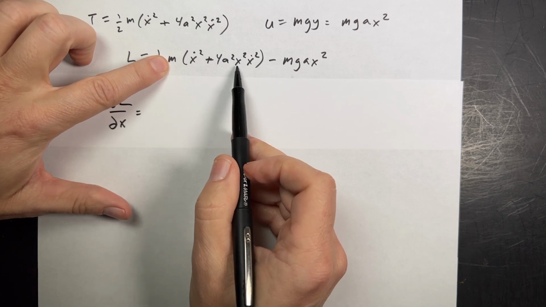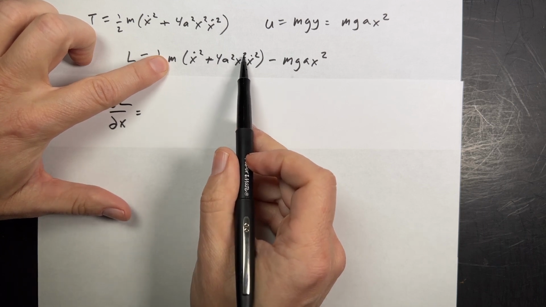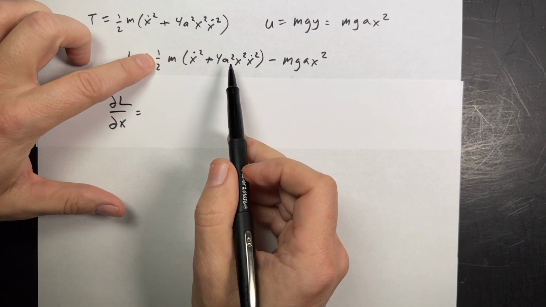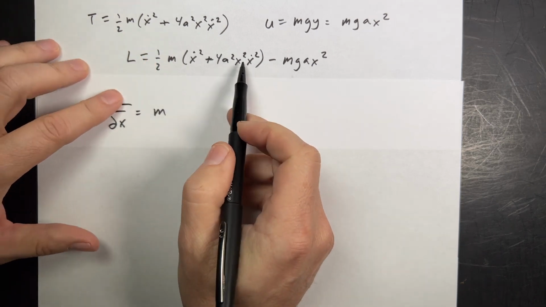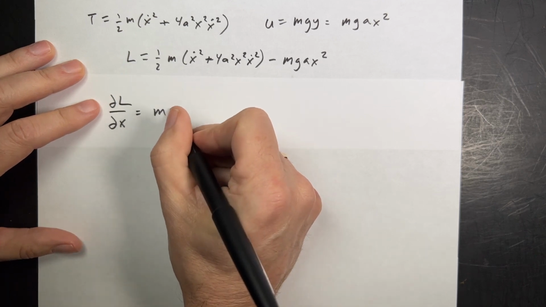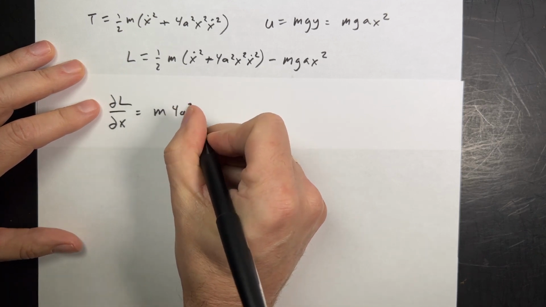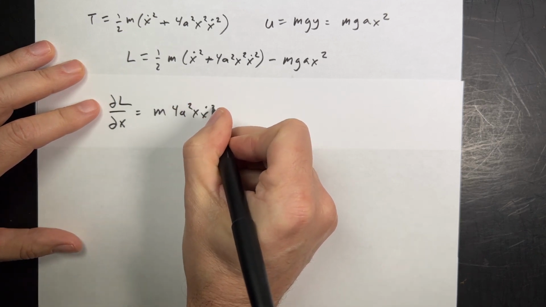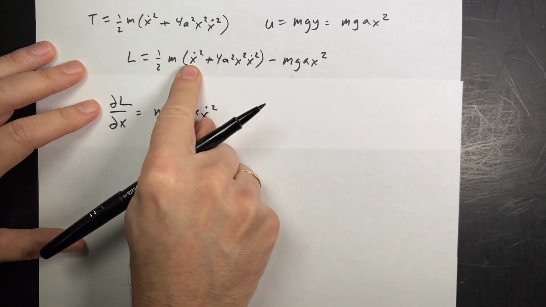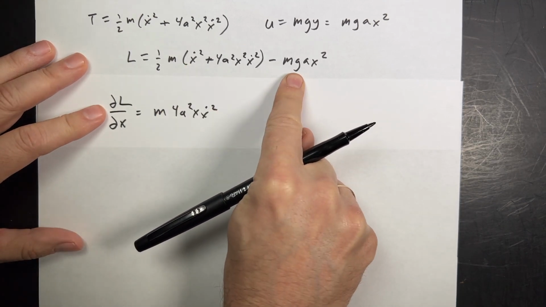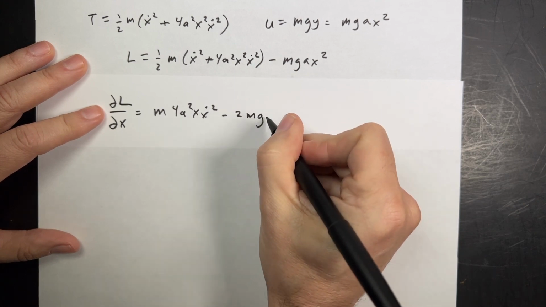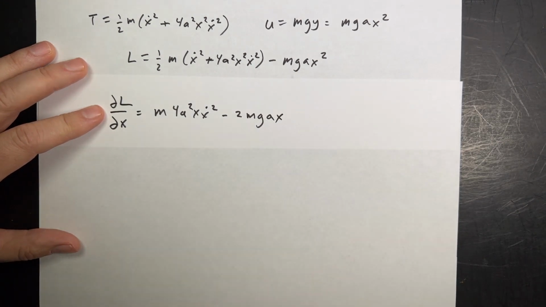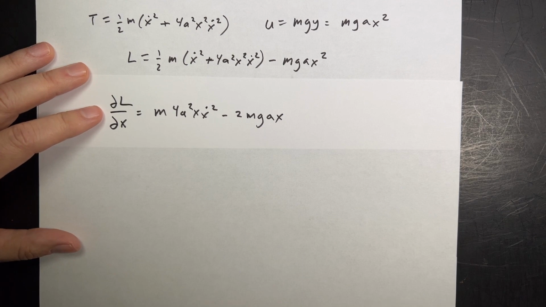I take the derivative of this with respect to x using the power rule. The 2 comes down, so I have 2 over 2. So I just get m, and then I get x to the 1 power. So I get m times 4a squared x dot squared. That doesn't have an x, so it doesn't have a term. This does, so I get minus 2 mg a x. That's not too bad, right?